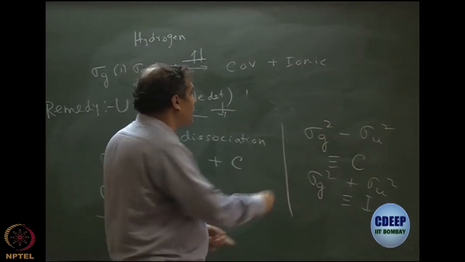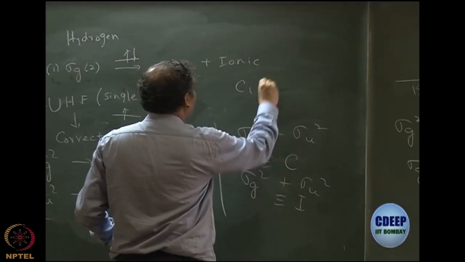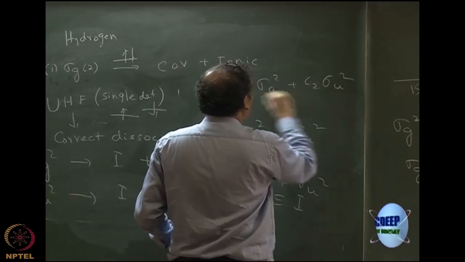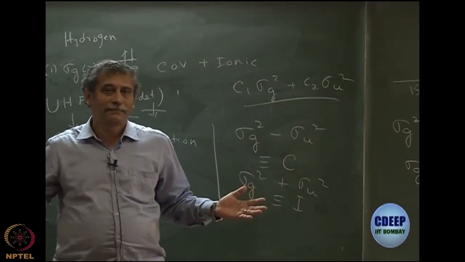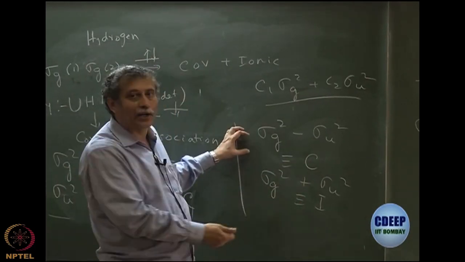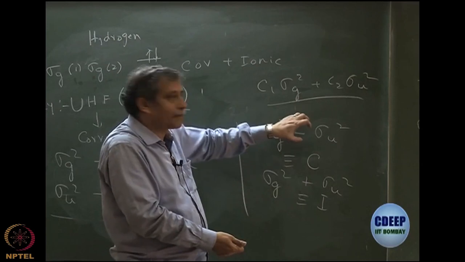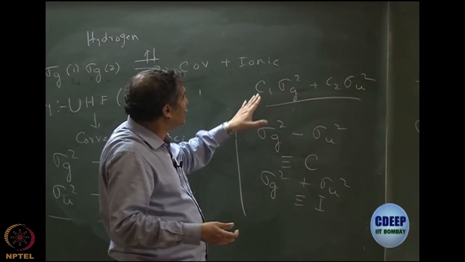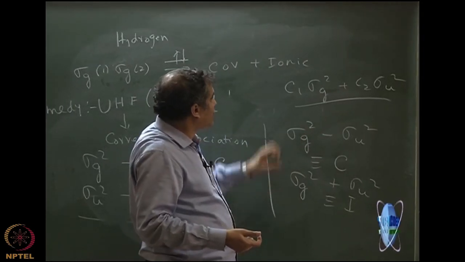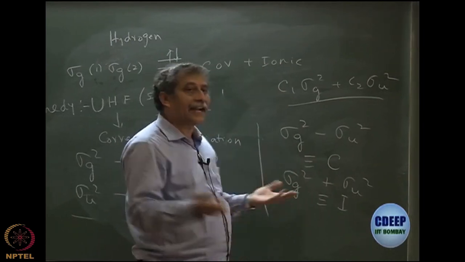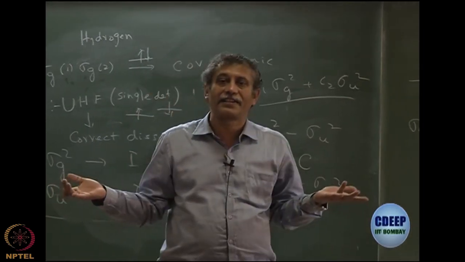In fact, what is interesting is that I can make a linear combination of C1 sigma g square plus C2 sigma u square to get anything I want, right? It need not be even pure covalent, pure ionic. I can multiply this by 0.1, 0.2, this can be 0.8, whatever. So, I can keep on mixing the sigma g square and sigma u square such that the entire wave function is normalized, okay? And I can get any amount of ionicity and covalency that is required.